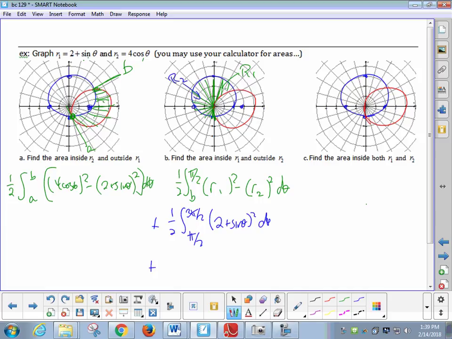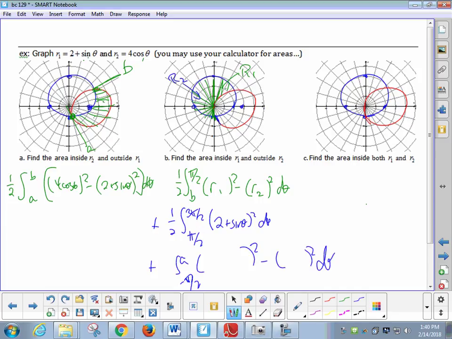Don't be fooled. Limits: negative pi over 2 to A. Perfect. You can't go 3 pi over 2 to A because that means going from a greater number to a lesser number. That's d theta negative, and you're going to get negative area that way. So that's a no-no. You can either go 3 pi over 2 to A plus 2 pi, or most people prefer to go negative pi over 2 to A, and outer minus inner.